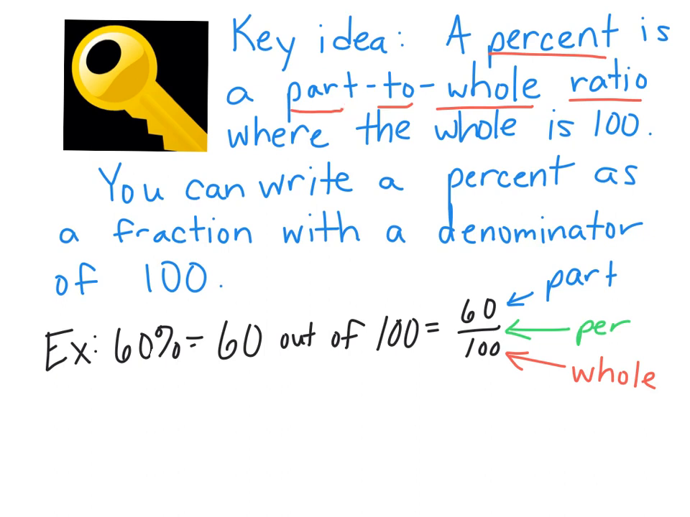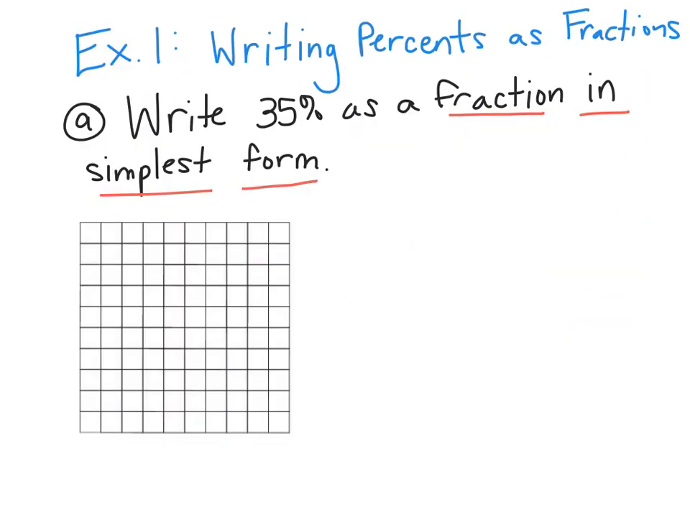So when we talk about a part to whole, the whole number of the ratio will always be 100. And you can write a percent as a fraction with a denominator of 100. It would look something like this. If I was talking about 60%, it's really the same thing as 60 out of 100, which would look like this: 60 over 100, 60 being the part, per whole.